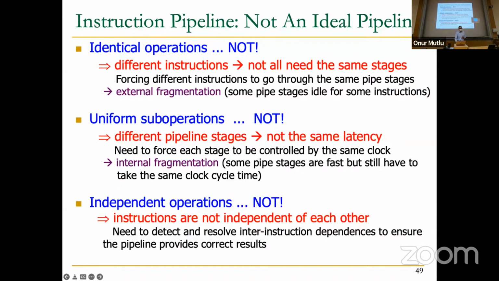So one instruction may be dependent on the prior instruction's results. And as a result, you need to somehow detect and resolve inter-instruction dependencies to ensure the pipeline provides correct results, right? So far, we've assumed instructions are independent. But if this changes, you basically have pipeline stalls, meaning the pipeline is not always moving.